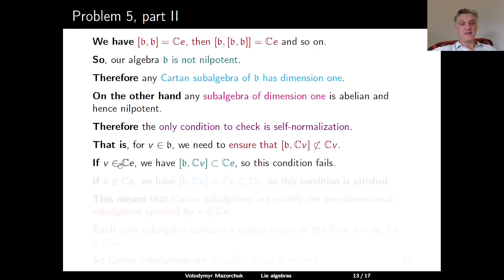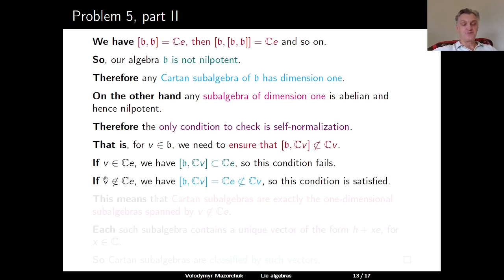If the element V is in the linear span of E, then of course the commutant of B with it is inside the linear span of CE. And so our self-normalization condition fails. So the elements V which are in the linear span of E do not span Cartan subalgebras.